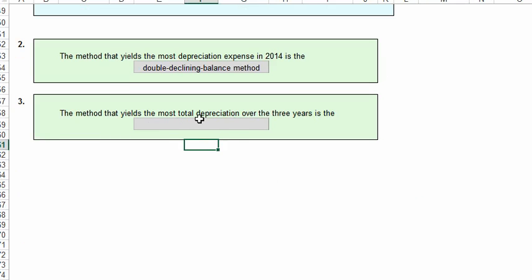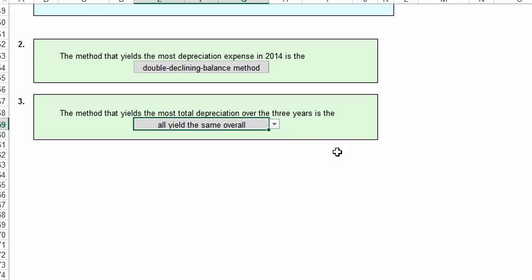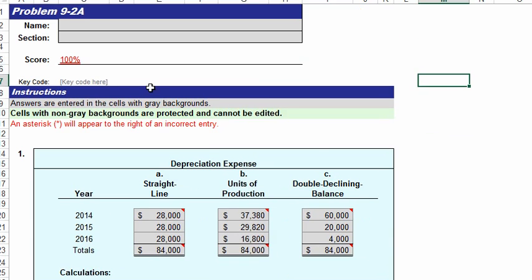Method that yields the most total depreciation over the 3 years. Well, over the 3 years, they're all the same. All yield the same overall. It's not how I would have worded that, but there we go. Now, let's see how we scored. That's what you're looking for.